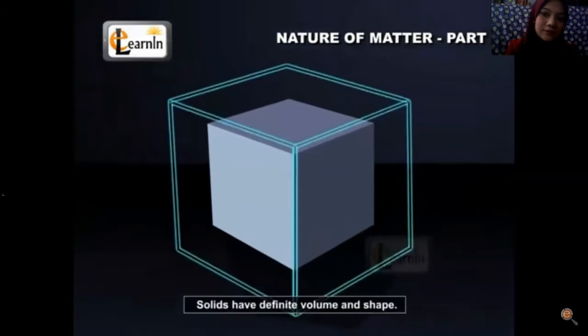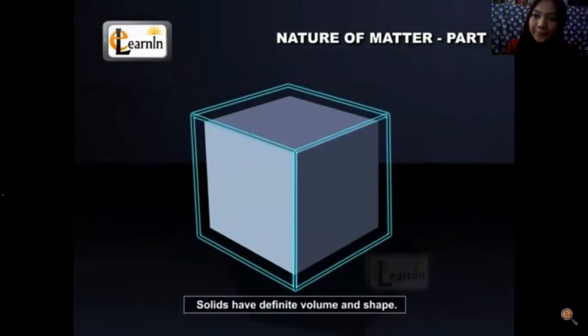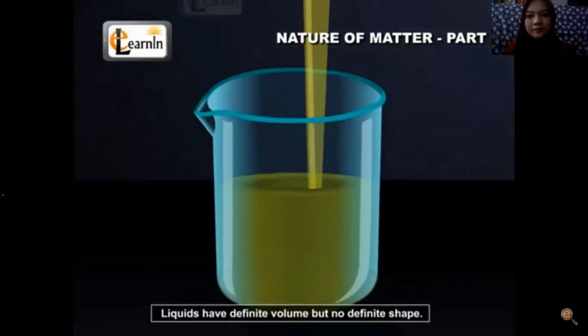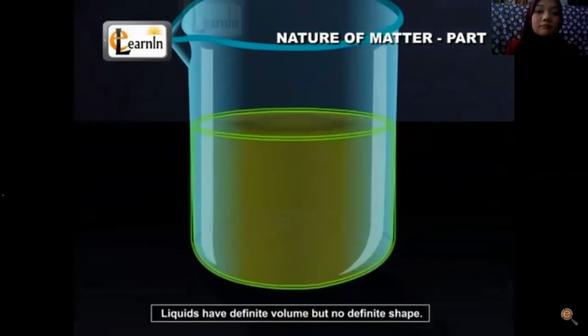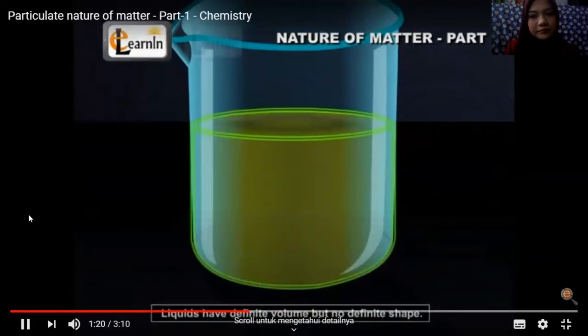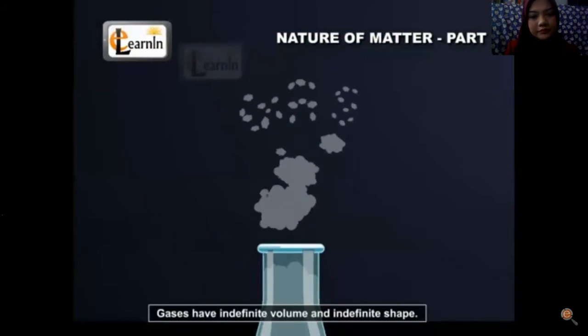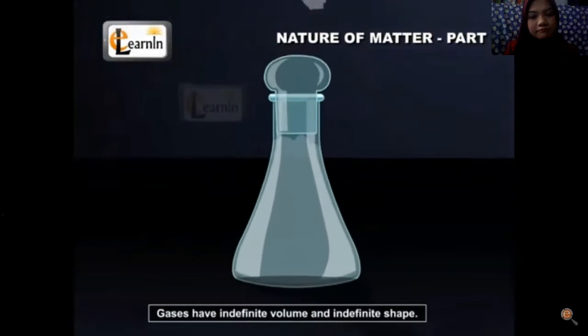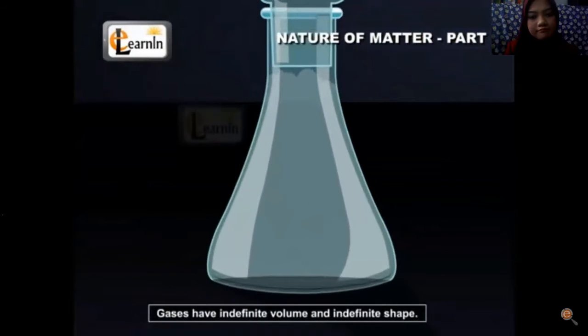Solids have definite volume and definite shape. Liquids have definite volume, but no definite shape. They take the shape of the container in which they are placed. Gases have neither definite volume nor definite shape. They completely occupy the container in which they are placed.